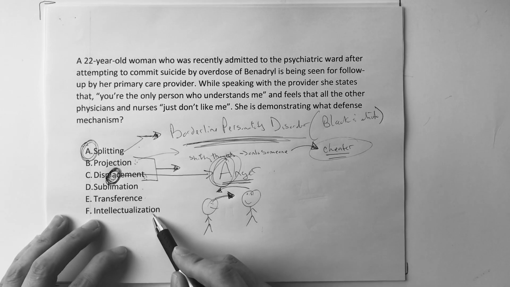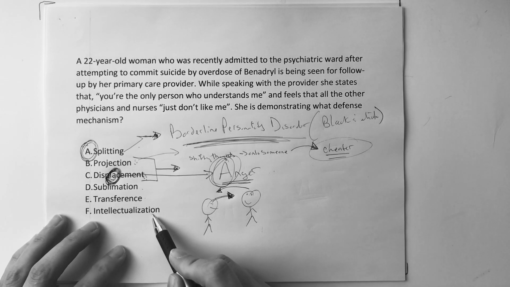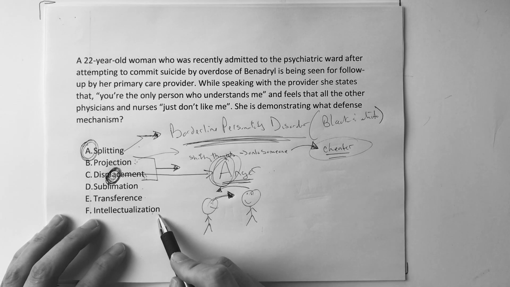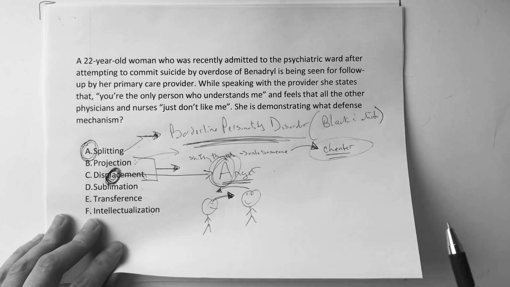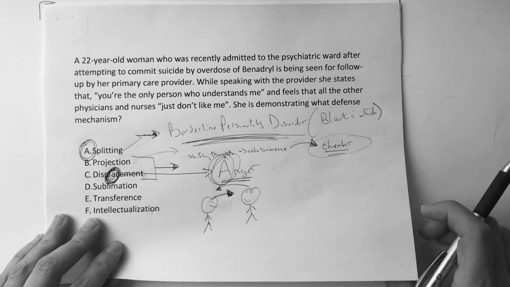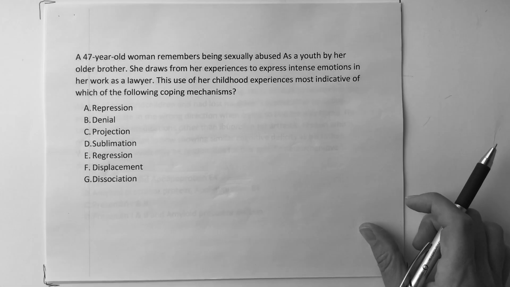And then intellectualization. One example that they always like to use, that you see in the books, is you're at a funeral and all you can think about is how much the funeral may have cost, as opposed to why you're actually there.